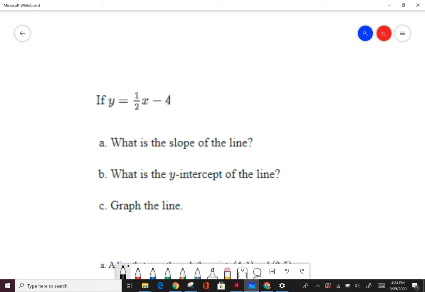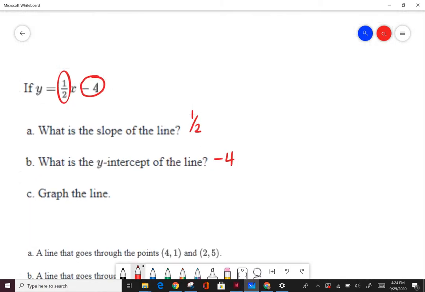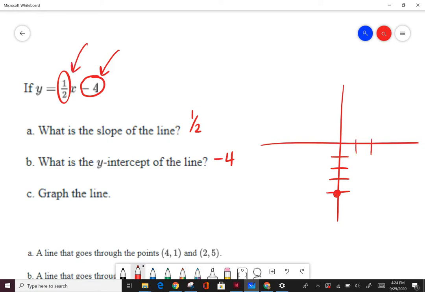And the first one, it's asking what is the slope of the line? The slope is 1/2. Okay, what is the y-intercept? The y-intercept is -4. Graph the line. Okay, so my starting point, or my y-intercept, is -4, so I'm going to go down 4, place my dot there. My slope is 1/2, so that means we're going to go up 1, right 2, up 1, right 2, or you could go down 1, left 2 as well.